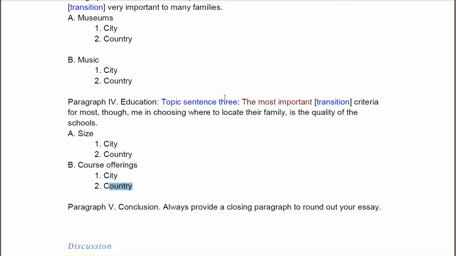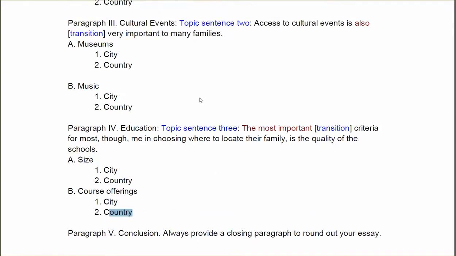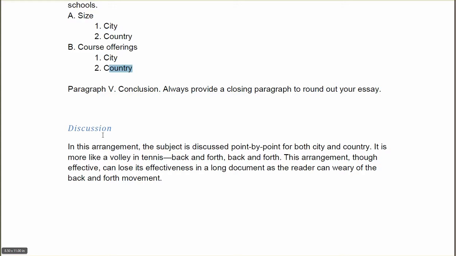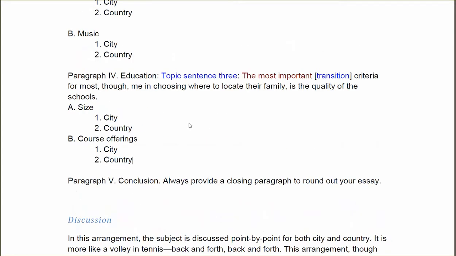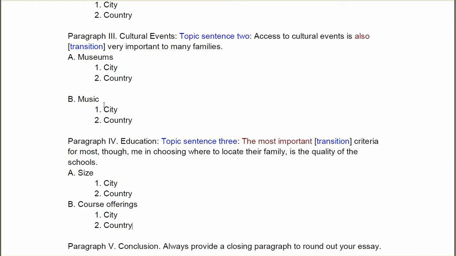So you want to review this document carefully, look at the outlines, and then look at the discussion for each. What you're going to do a little different is instead of just using the words city, country, museum, music, I want to see these written out as sentences in your outlines. All right. So that is it for this particular tutorial.